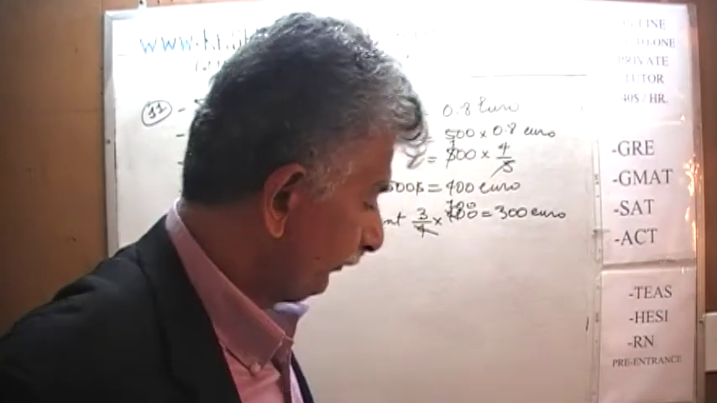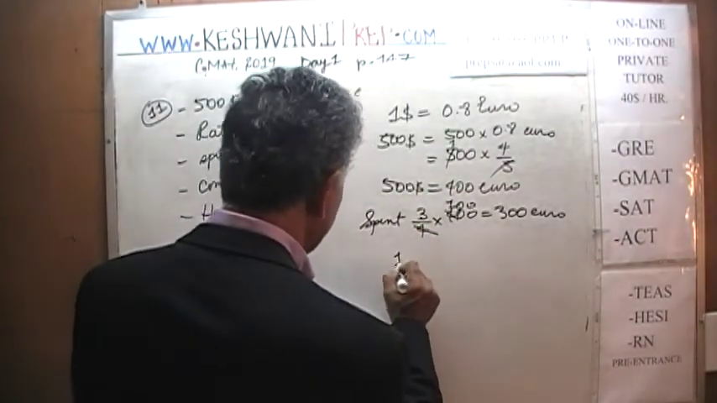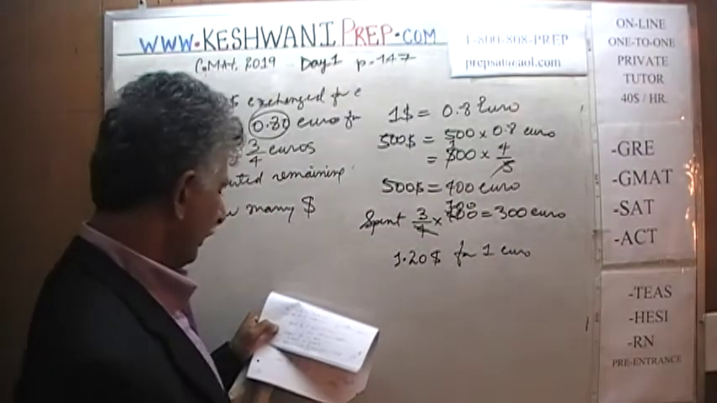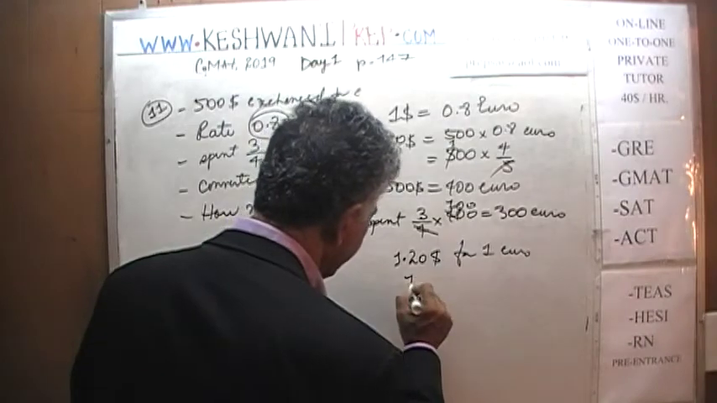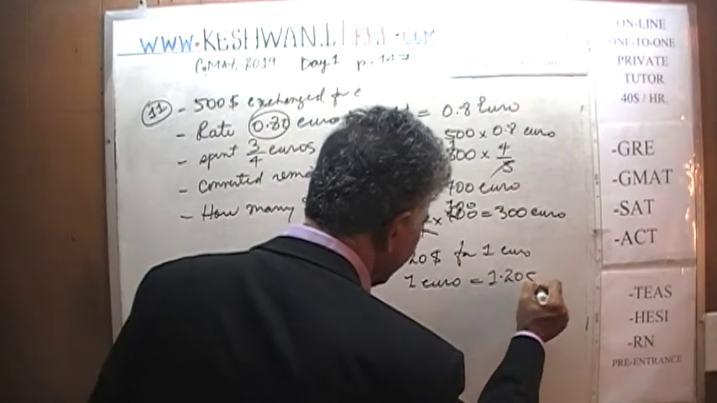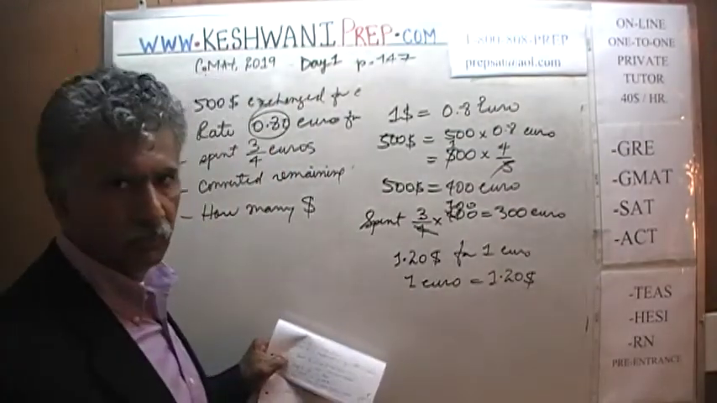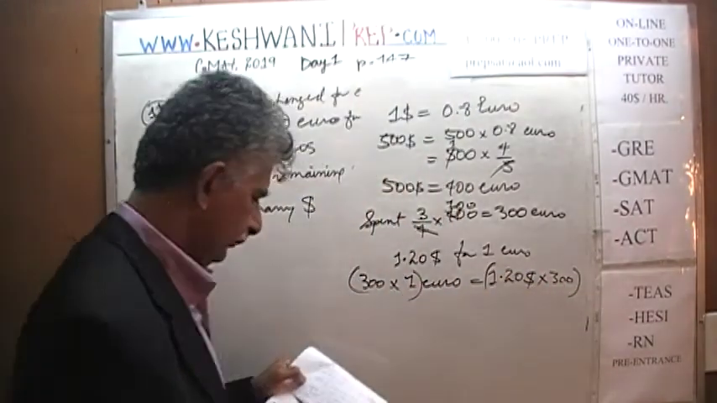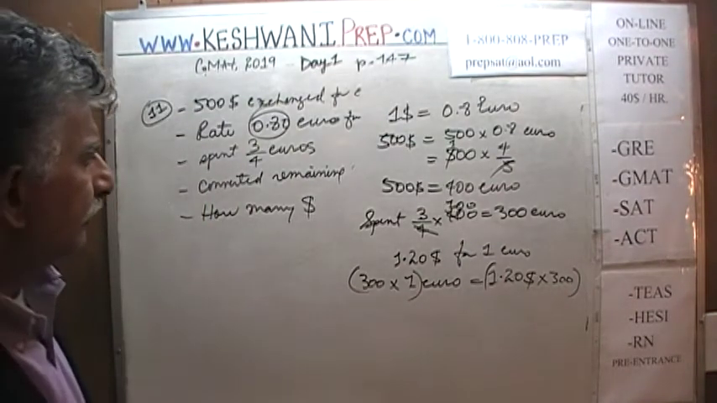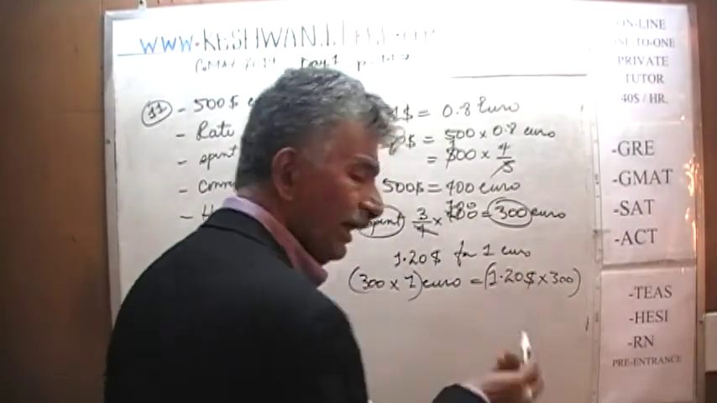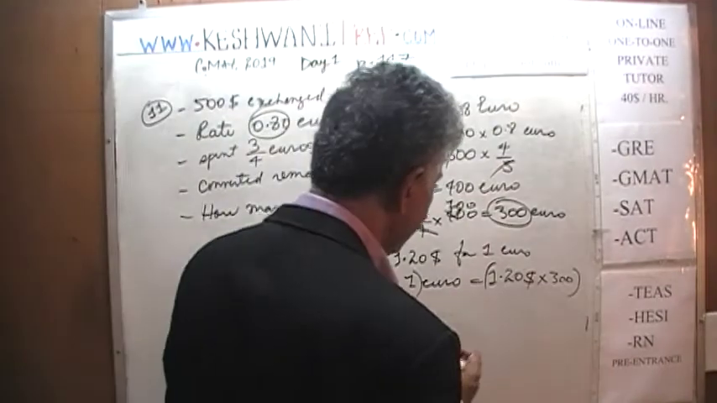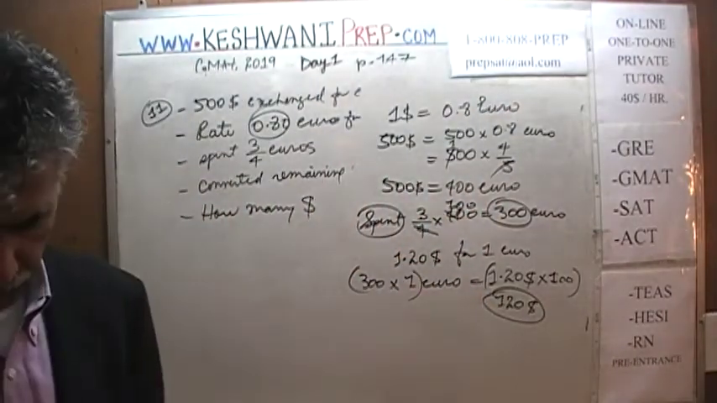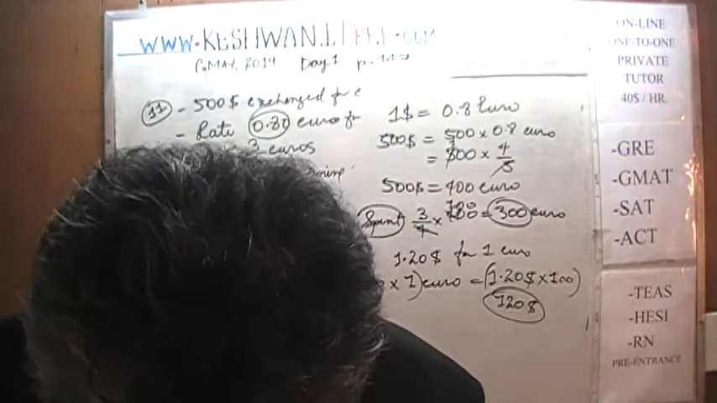Now we're going to convert it back into dollars. And we are told that when we convert it back, we get $1.20 for 1 euro. If you were to write it the other way around, it'll be easier. One euro is worth $1.20. But we don't have 1 euro, we have 300 euros, so multiply both sides by 300. Oh, sorry, we don't have 300. We spent 300 out of 400 euro, we have 100 euro left. 100 times 1.2 is going to be $120. I hope 360 is not one of the answer choices. I hope and pray to God.